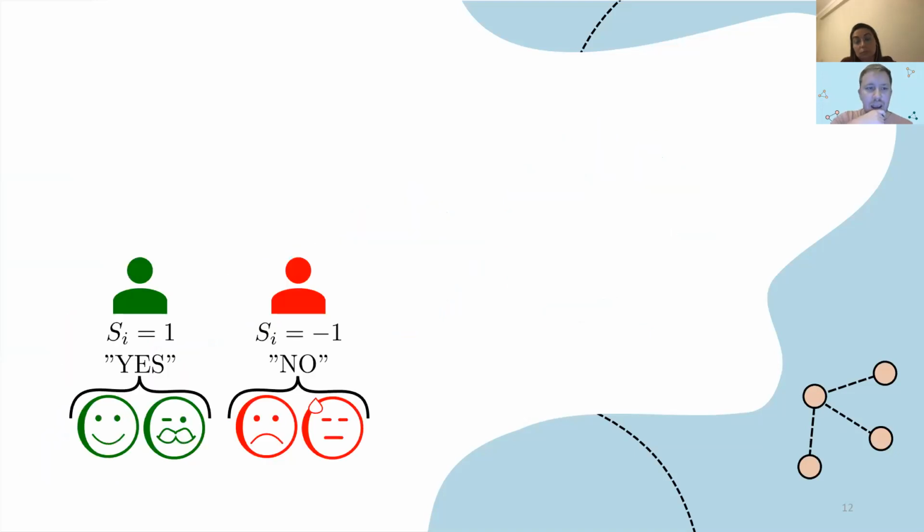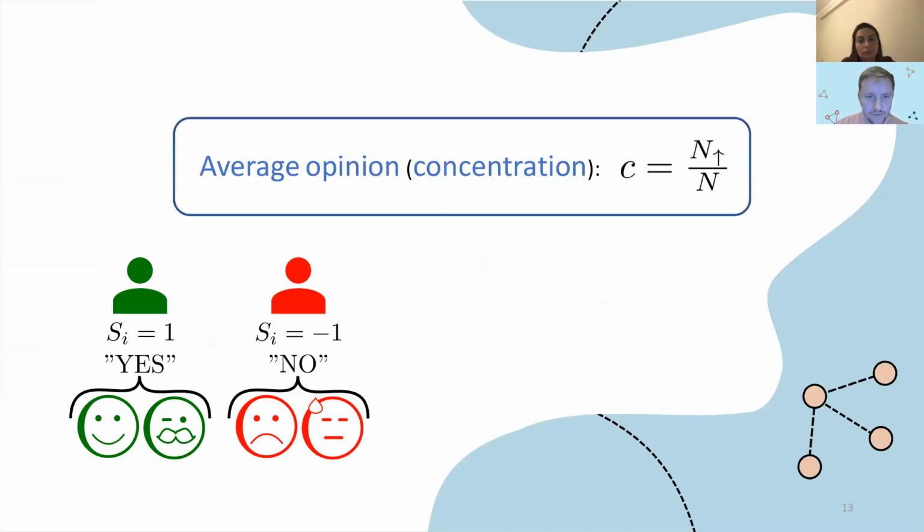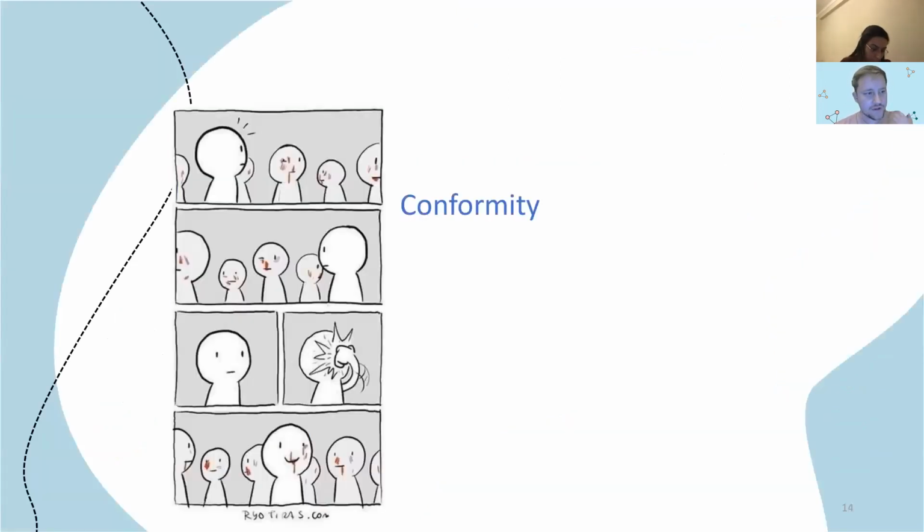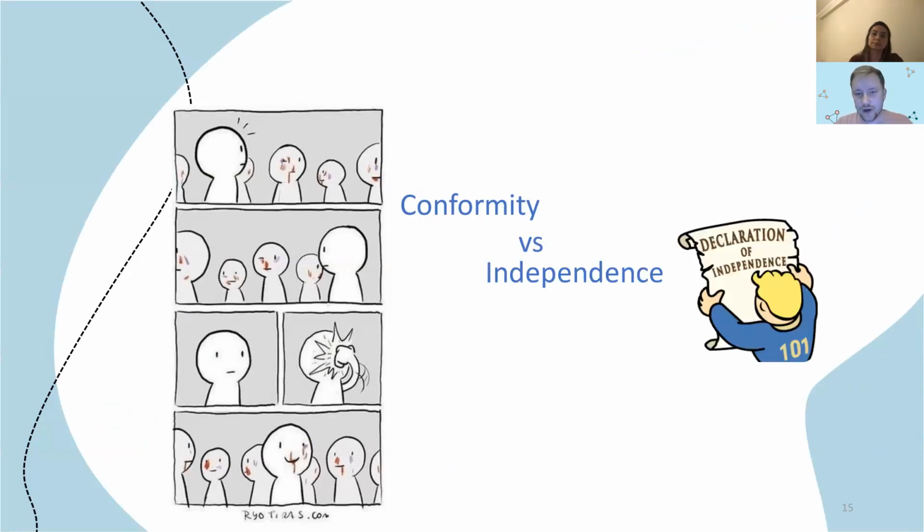Agents are binary: positive attitudes are mapped to the value 1, negative attitudes are mapped to the value -1, and this gives us the simple case of yes/no values. We can track everything by simply calculating the average opinion, namely the concentration, which is the fraction of positive agents in my system. Agents can be affected by two forces: conformity, a mechanism which encourages my agents to act in the same way as the neighborhood, and independence, in which I do not care about the neighborhood at all.